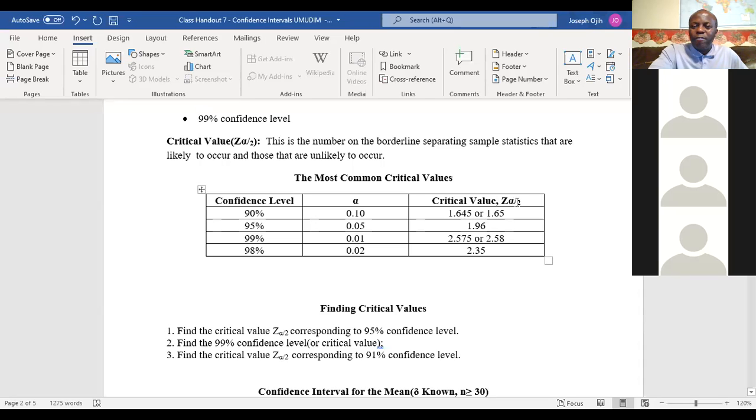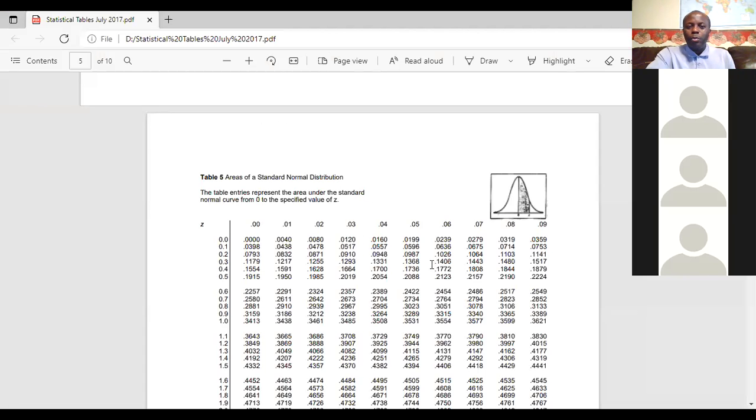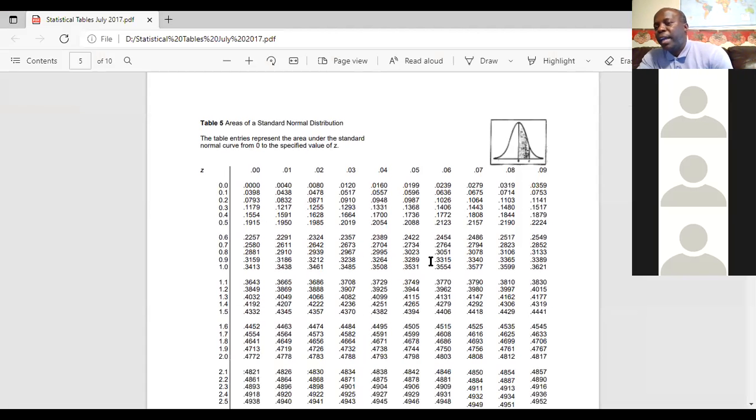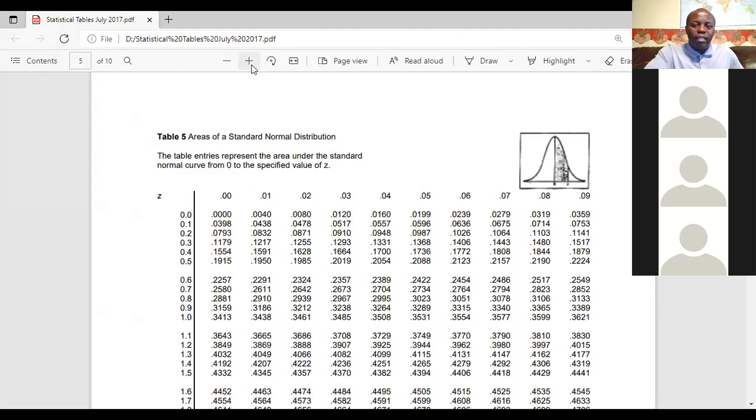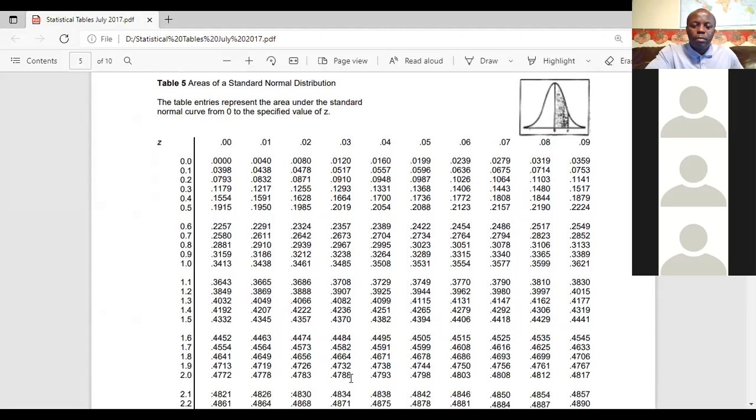We call it Z alpha over 2. Why alpha over 2? Because remember, it is two numbers, two sides, left side and right side. There are ways you can get it, but there's a shortcut method that I developed that will get it faster for you. Remember, I told you to print this statistical table and keep it handy. This will help us in finding the critical value. Okay, now let's do one example here.